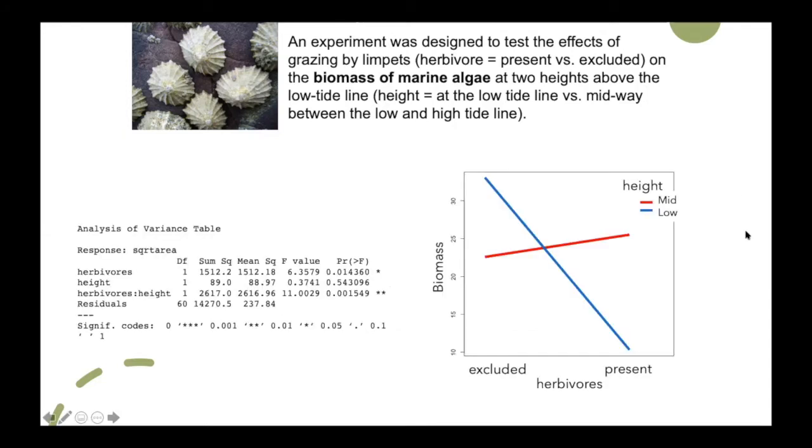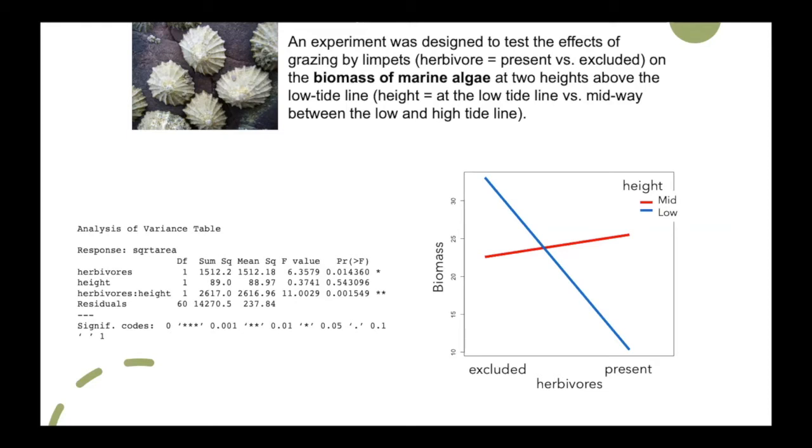And we can depict this using our interaction plot, where we can use lines to connect the experimental means in our herbivore excluded treatments and our herbivore presence treatments at either low or mid tide lines. So you can see from these crossing lines then that the effect of herbivores depends on whether we're talking about the low tide location or the mid tide location. In the low tide location, there was a very strong effect of herbivores on the biomass of algae. When herbivores were excluded, there was a lot more algae than when herbivores were present. But in the mid-tide location, there was very little effect. If anything, there was a positive effect of the presence of herbivores on the biomass of algae.